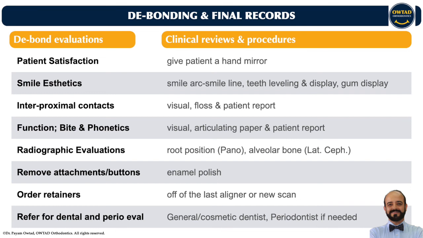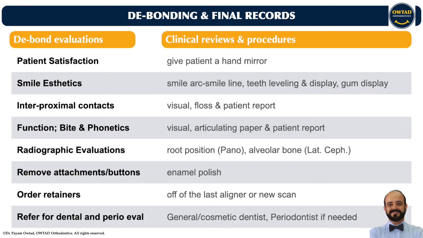If everything is to your satisfaction, then check the interproximal contacts. If the contacts are good but a little loose, especially on the lower arch, I'm not too concerned because I know the lower teeth are going to move forward and it's going to fix the problem. Or if the contacts are too tight, then I know I have to do IPR, I have to do refinement.